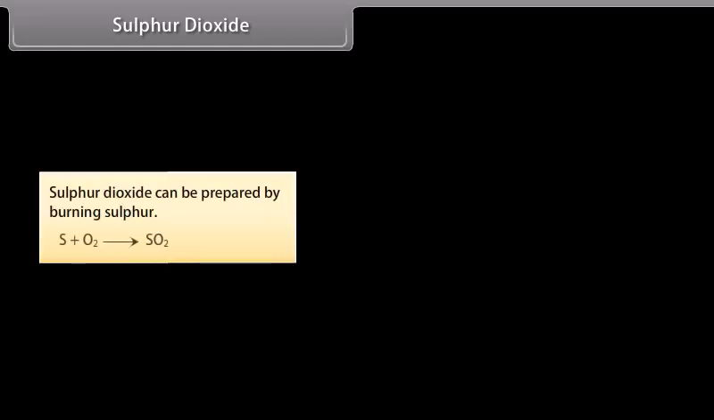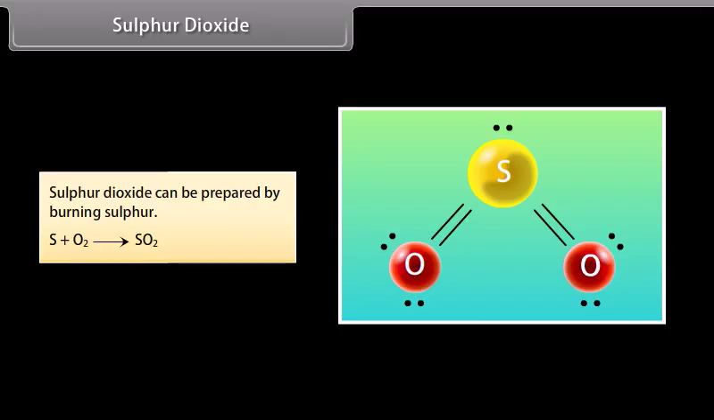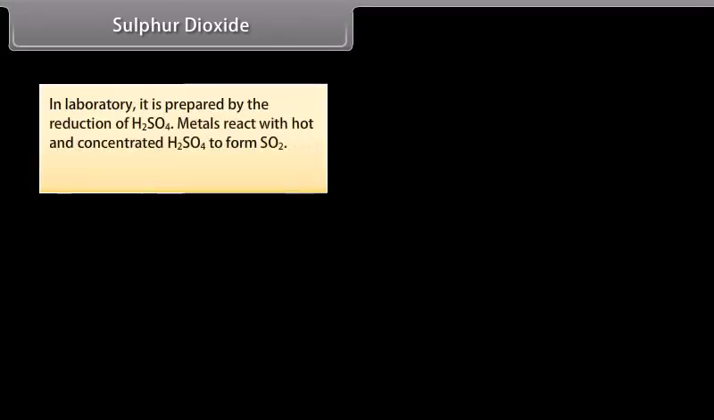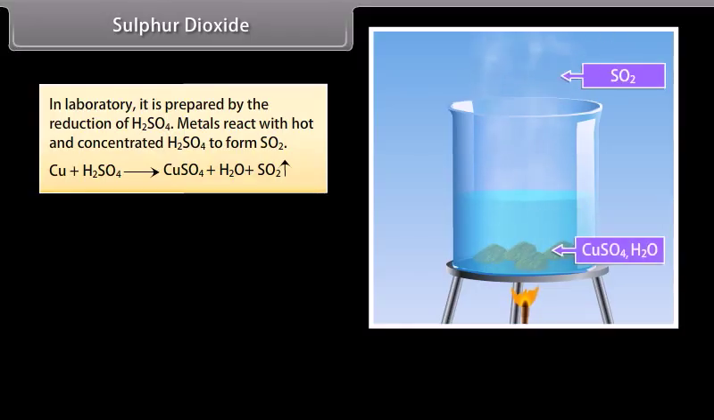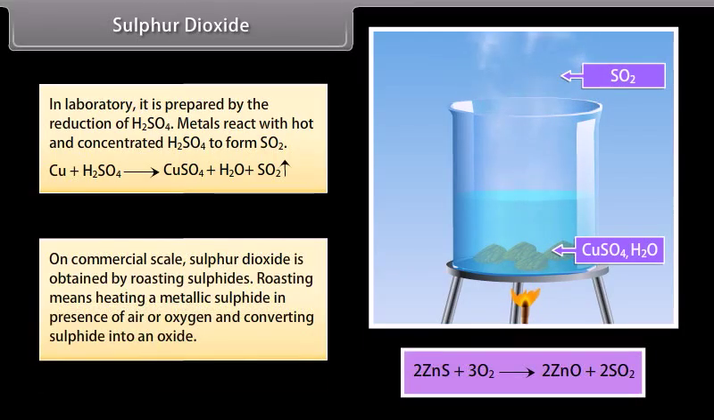Sulfur dioxide. Sulfur dioxide can be prepared by burning sulfur. In the laboratory, it is prepared by the reduction of H2SO4. Metals react with hot and concentrated H2SO4 to form SO2. On a commercial scale, sulfur dioxide is obtained by roasting sulfides. Roasting means heating a metallic sulfide in the presence of air or oxygen and converting sulfide into an oxide.